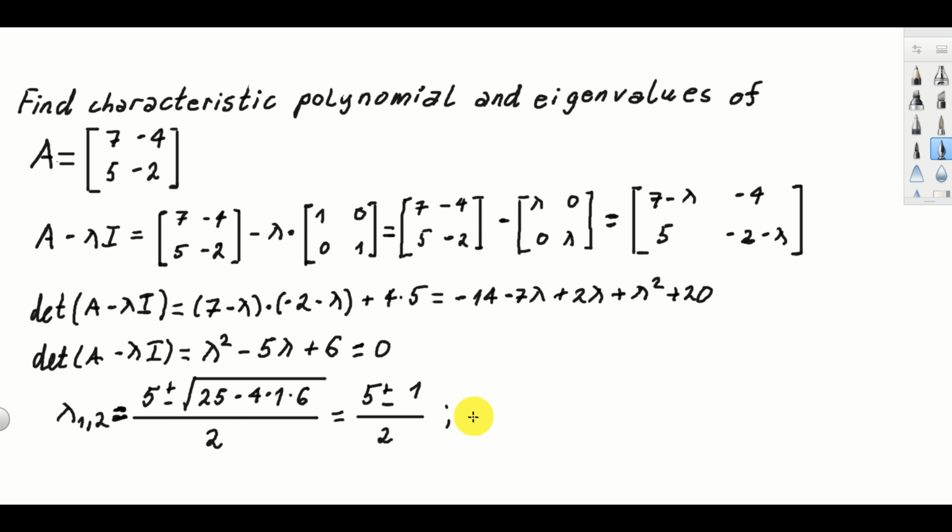So we have that lambda 1 is 5 plus 1 divided by 2, that's 6 divided by 2, that's 3, and lambda 2 becomes 5 minus 1 divided by 2, that's 4 divided by 2, that's 2. And here it is. So these are the eigenvalues of the matrix A. And that's all for today.